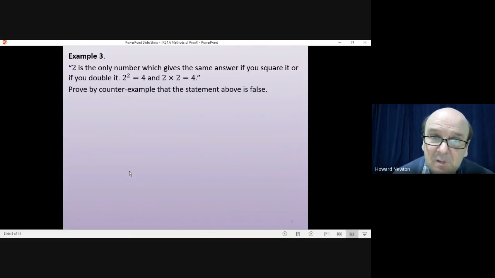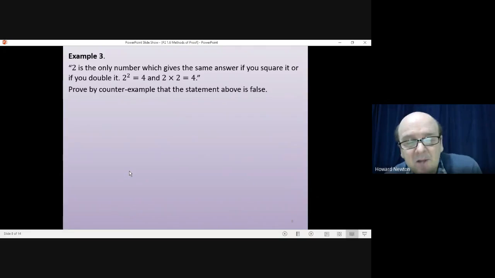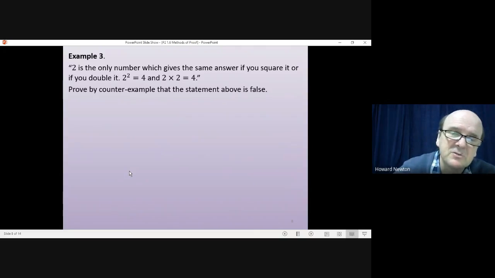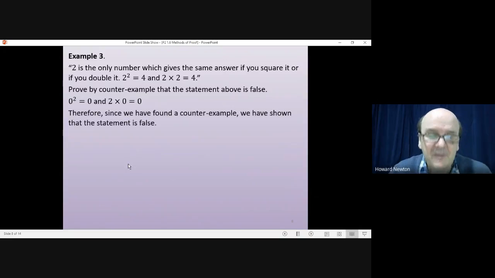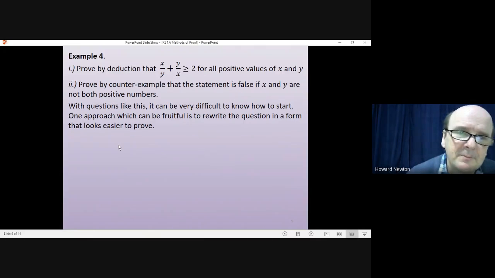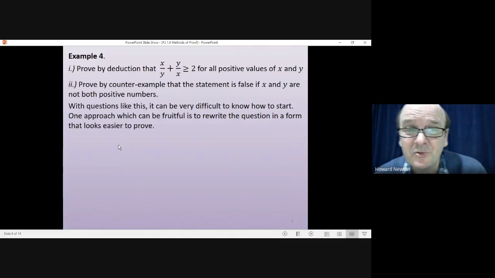Now, if you remember the last lesson, you'll remember a number that does work as a counter-example. And that number is 0. Because if we square 0, we get 0 for the answer. If we double 0, we get the same thing. We get 0 for the answer. And then all you'd have to write down is, therefore, since we have found a counterexample, we've shown that the statement is false.